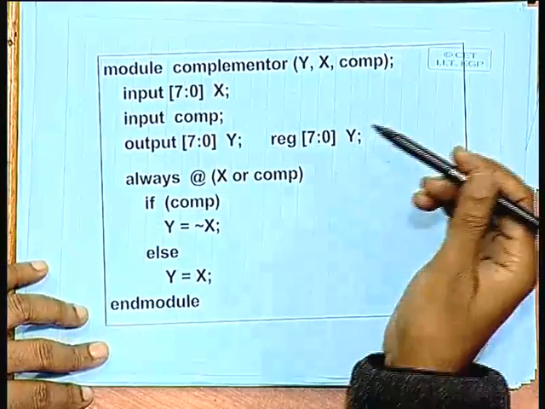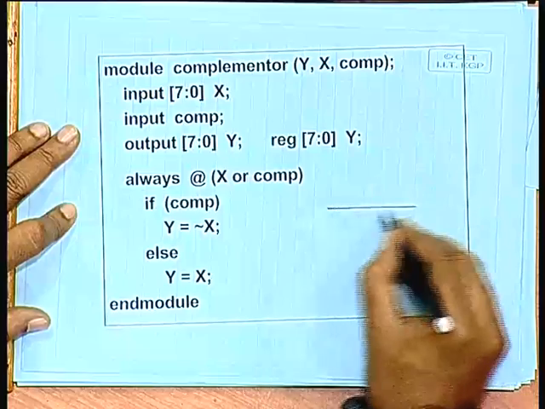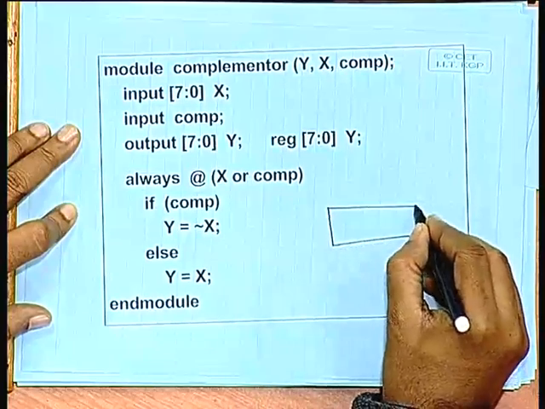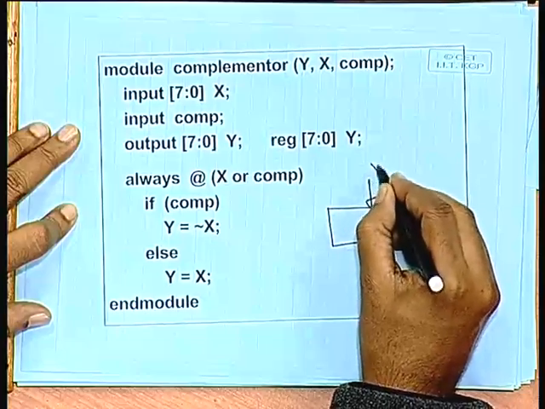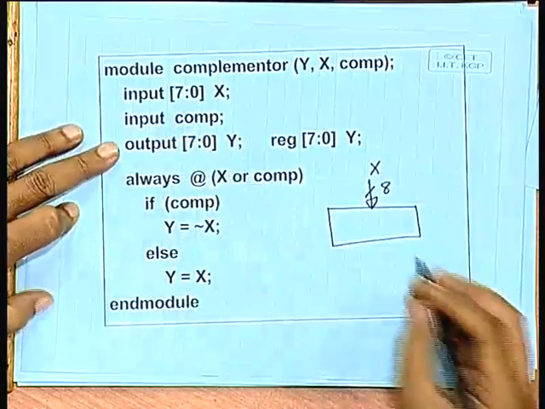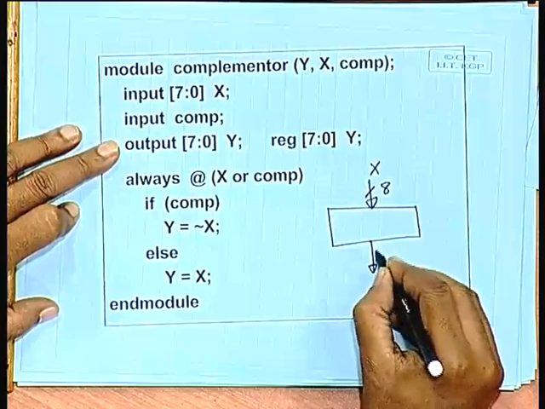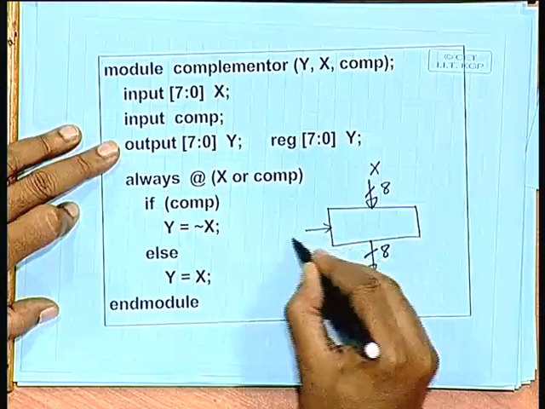Now, in this design, we are assuming that all the operands are 8-bit quantities. So, the complementer, as specified in this module, has the input x as an 8-bit quantity, vector 7 to 0, output y is also an 8-bit quantity, and there is a control signal called comp.